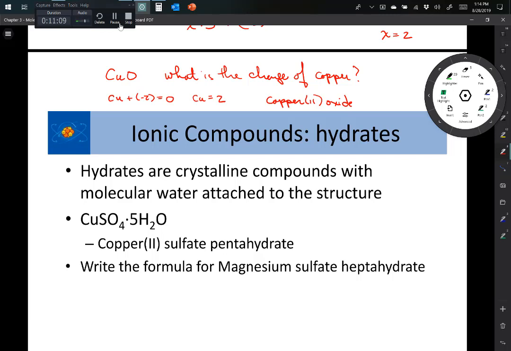I'm not going to spend a lot more time on ionic compound nomenclature. It's really important, but that's the worksheet. Today, while you're doing the worksheet, we'll straighten out things that you're having trouble with. Make sure as you're doing the worksheet, you ask questions.